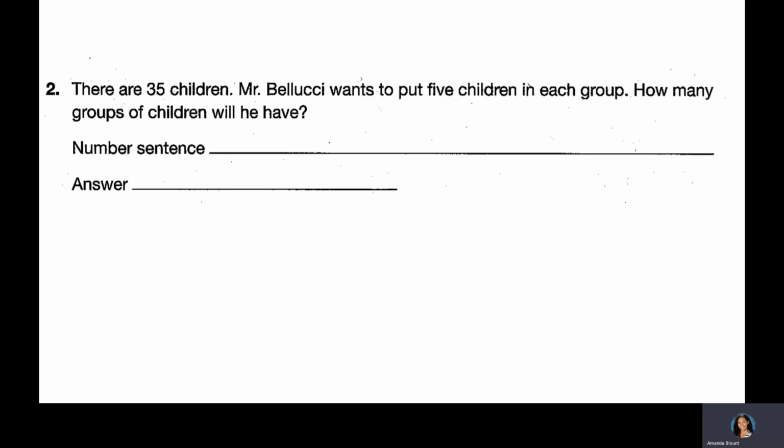Let's do number 2 next. There are 35 children. Mr. Bellucci wants to put 5 children in each group. How many groups of children will he have?